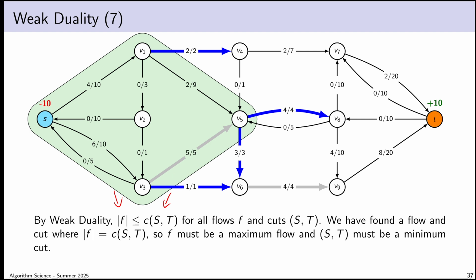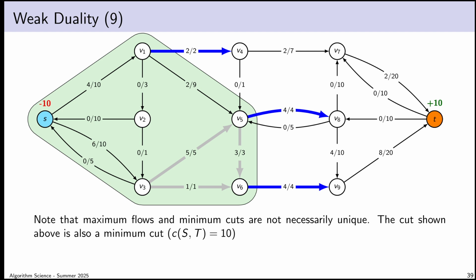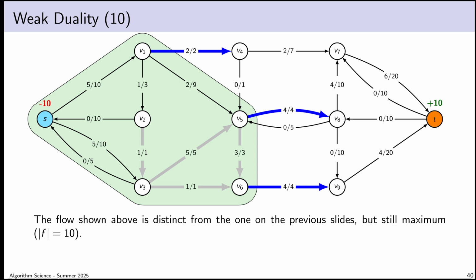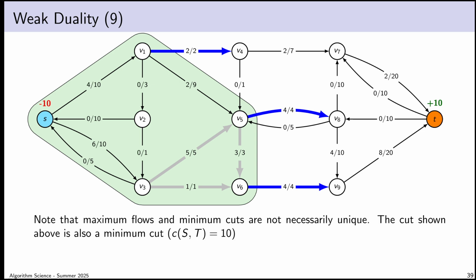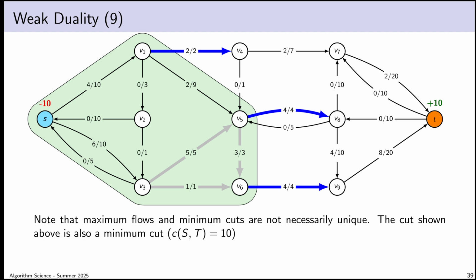Now, as usual with minimums and maximums, I need to observe that there could be ties. There could be multiple different cuts with the same capacity in a graph. So I've got this cut and this flow, and the flow has value 10 and the cut has capacity 10. I could also have this cut here. This cut also has capacity 10, so it's also a minimum cut. And I could also redirect some of my flow. I've got this flow that I was already working with. If I change it slightly, here is another flow with value 10. So this is also a maximum flow. There could be multiple maximum flows in a particular graph, and there could be multiple minimum cuts.